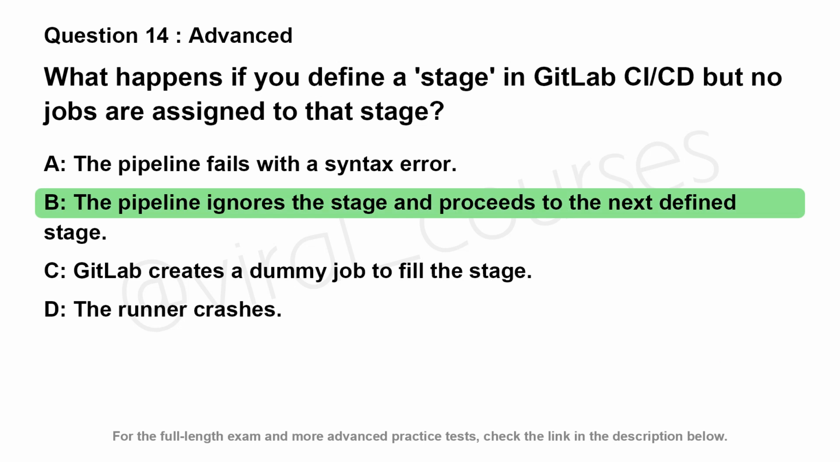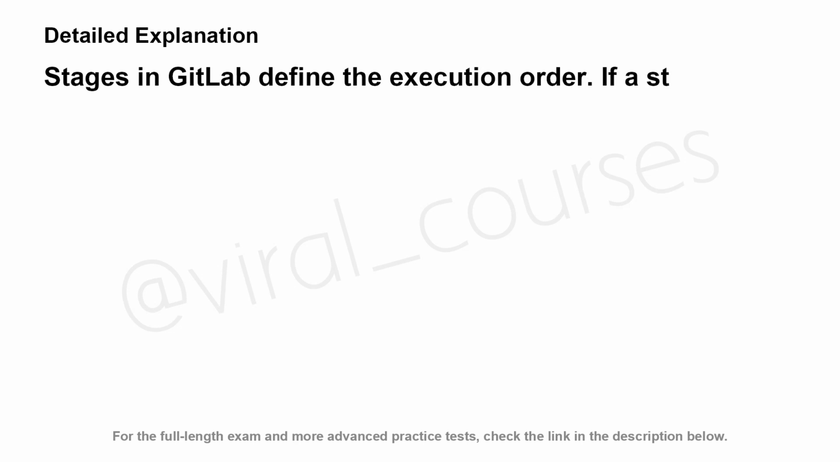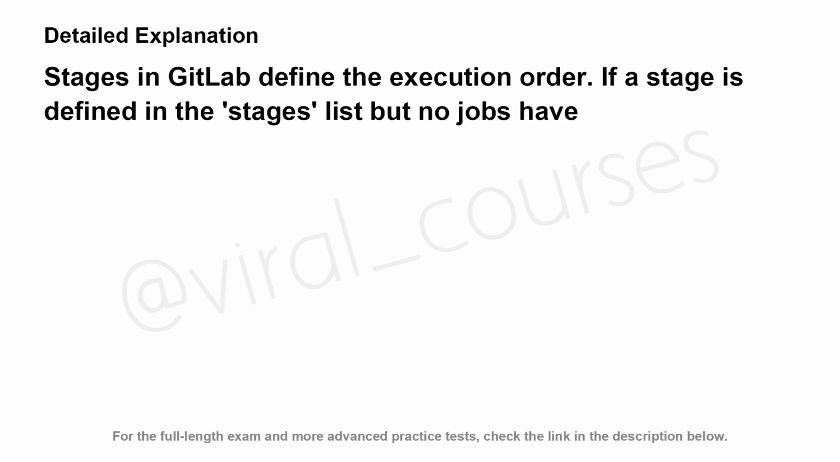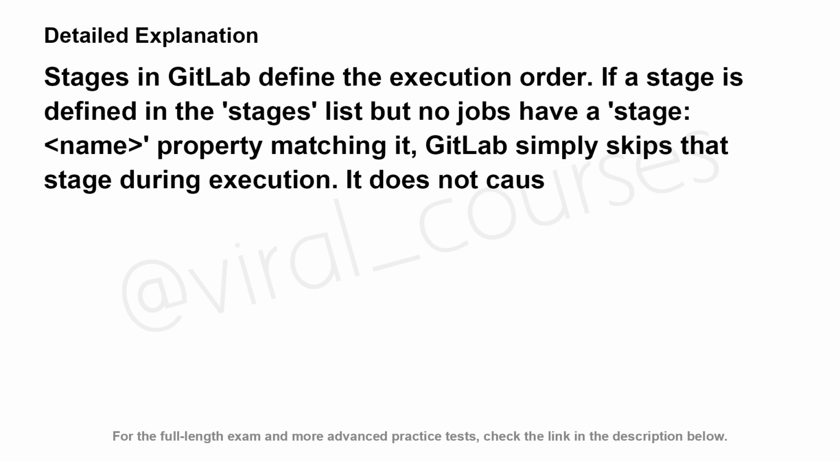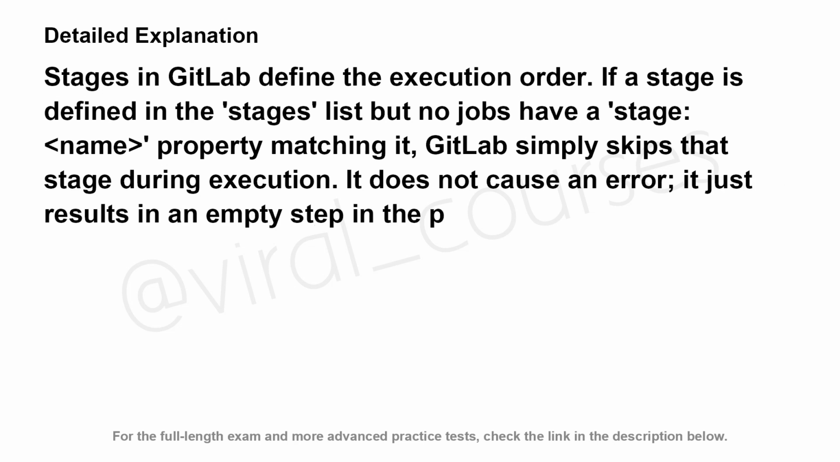The correct answer is B. Stages in GitLab define the execution order. If a stage is defined in the stages list but no jobs have a stage: <name> property matching it, GitLab simply skips that stage during execution. It does not cause an error. It just results in an empty step in the pipeline visualization.